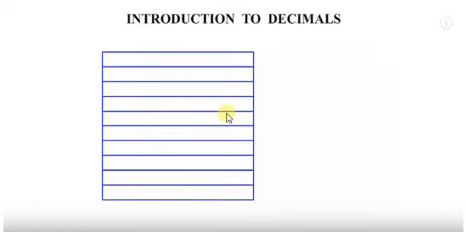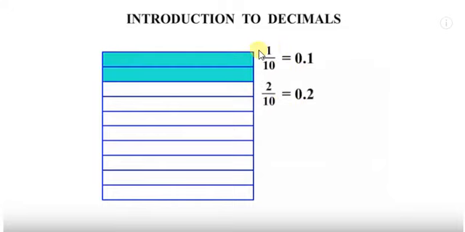Now this is a whole thing. Suppose the whole thing, which is a square, is divided into 10 strips. This shaded strip here will be 1/10, which is equivalent to 0.1. There should be a dot here. Now dividing this, the dot will shift 1 point towards the left. That is, you obtain 0.1.